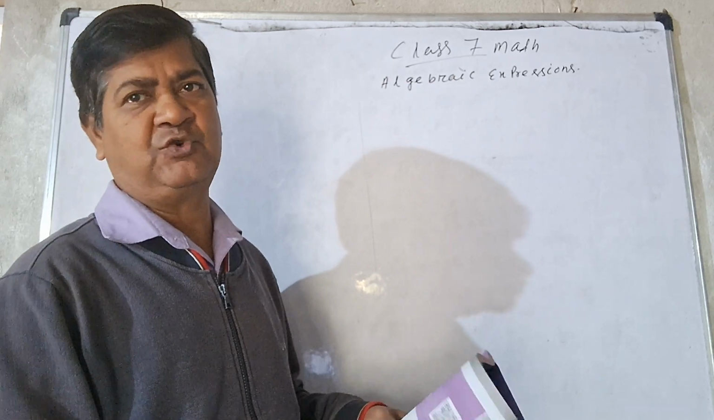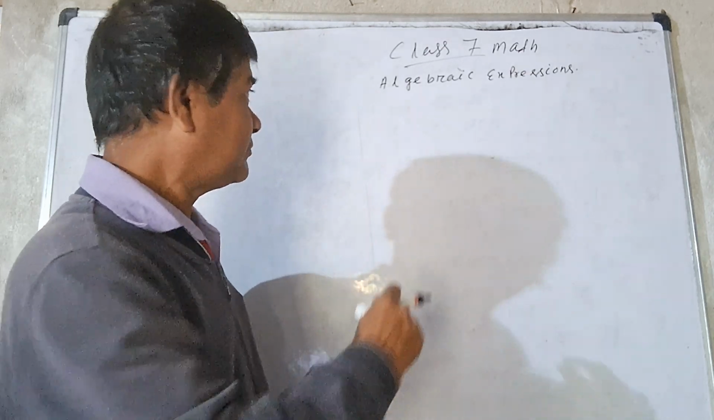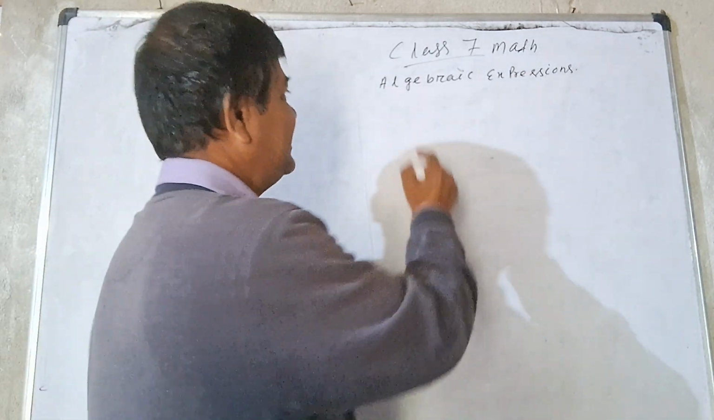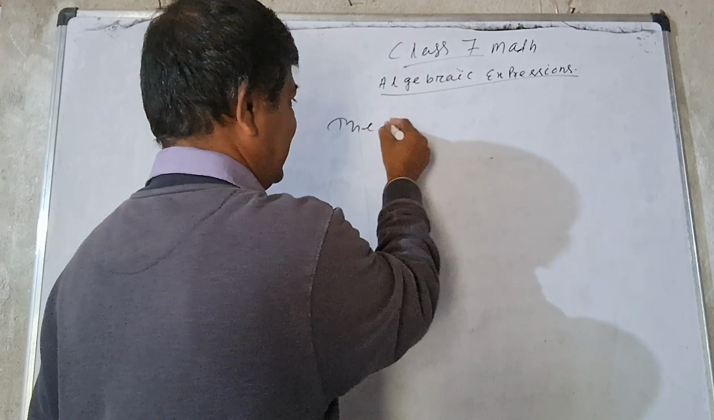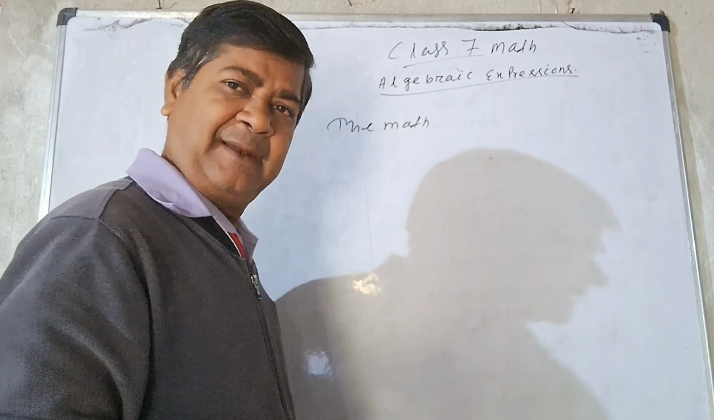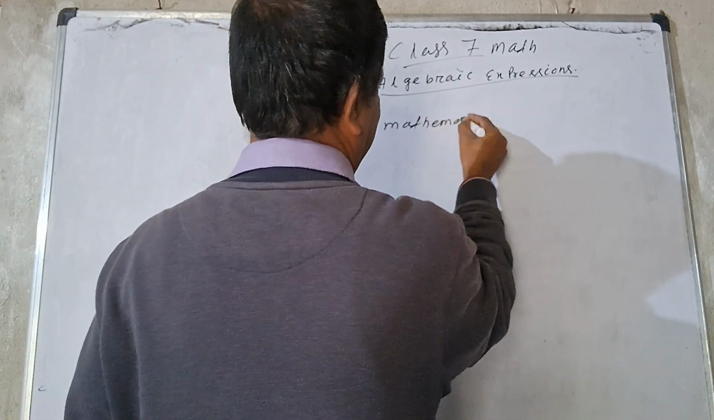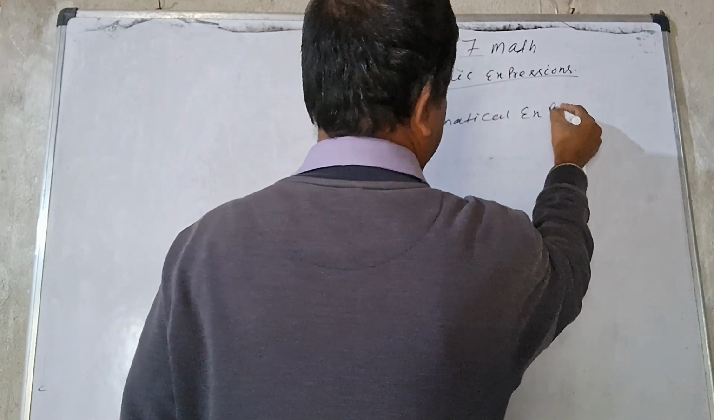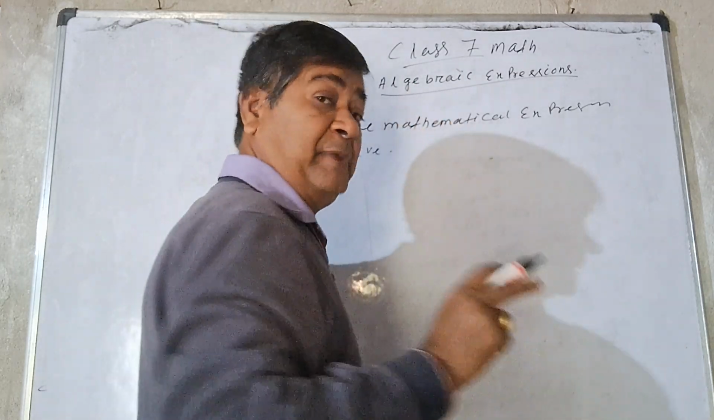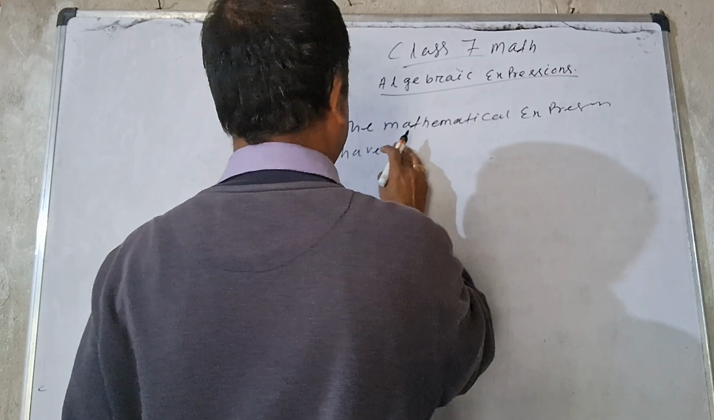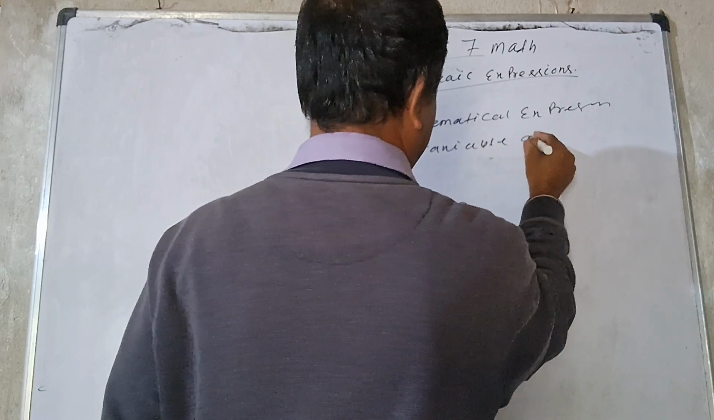Dear students, today we are going to study a mathematics chapter of your class 7: algebraic expression. First, we are going to study what an algebraic expression is. Algebra is a part of mathematics. It is a mathematical expression having variables and constants.